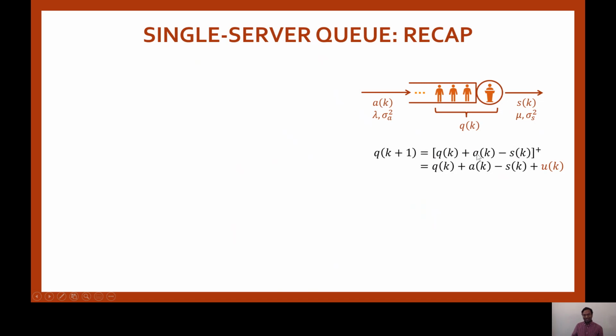Future queue length is the current queue length plus arrivals minus departures. And there's a bracket plus to ensure that the queue length doesn't go negative. S is the potential service. And if there are no customers, there'll be unused service, and that's taken care of by the bracket plus.